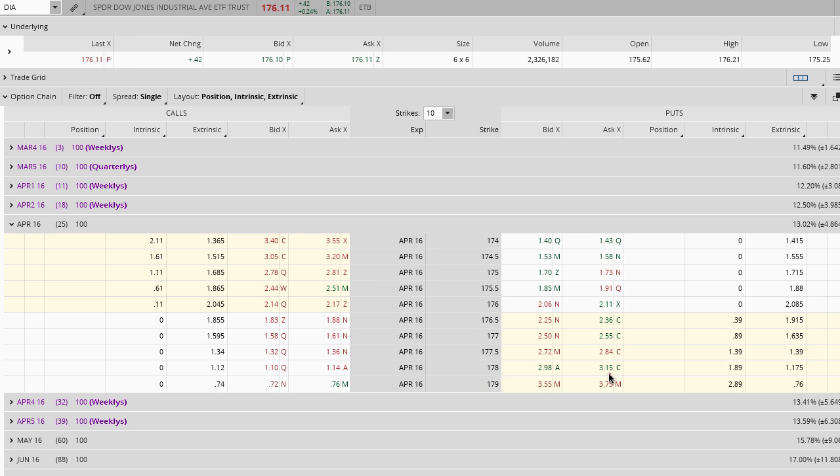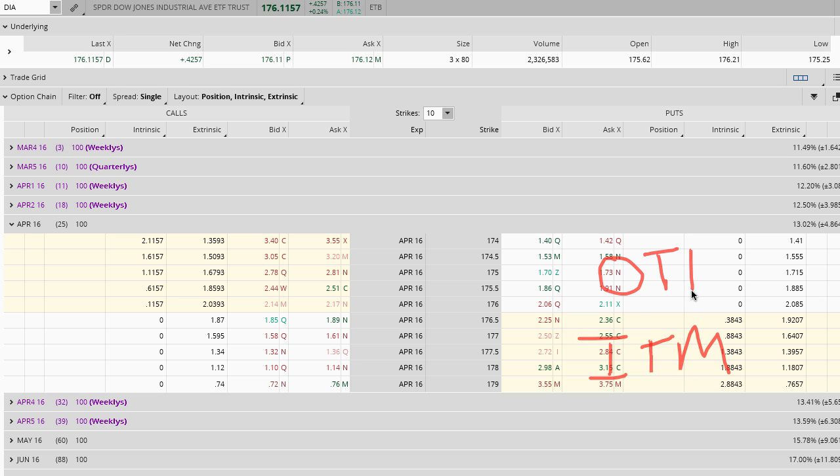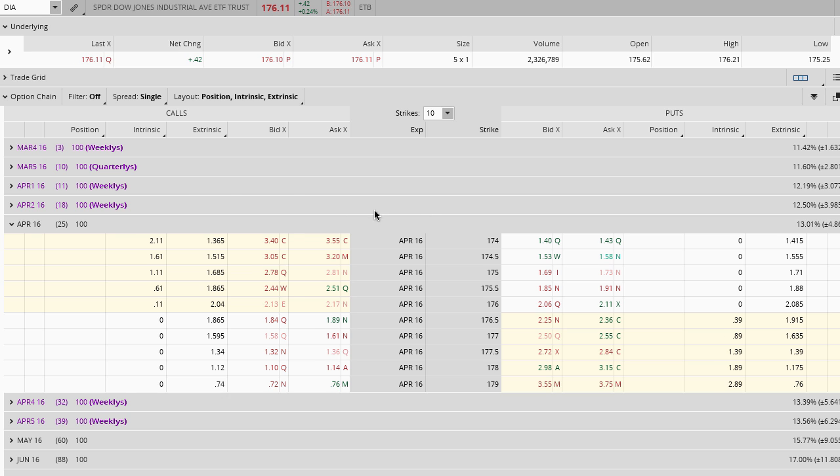So again, these options over here are all in the money, ITM, and these options down here are all out of the money, or OTM, on the put side, and vice versa on the call side. Now, in both of these categories, we have the extrinsic and intrinsic value. Now, remember what we said about intrinsic value.